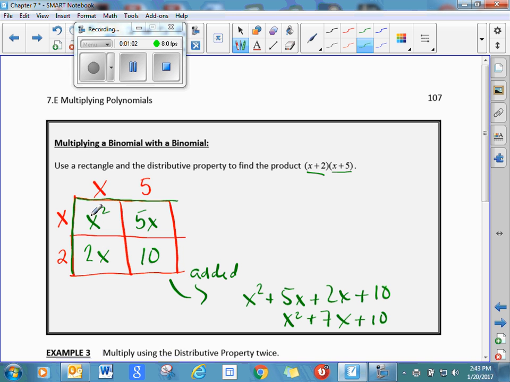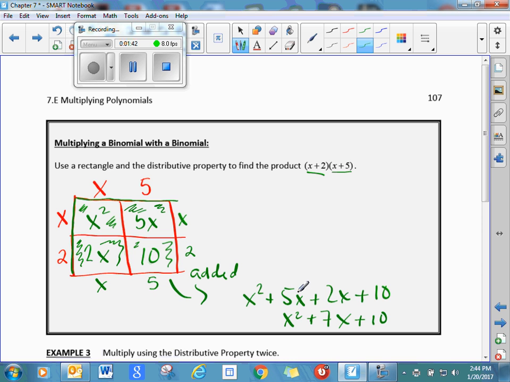So x times x gives you the area of this one right here, which is x squared. X times 2 gives you an area of this little section of 2x. 5 times x gives you this one, and 5 times 2 gives you this one. And if we add the area of all 4 of these smaller rectangles up, we get the area of the largest rectangle. So we're adding x squared plus 5x plus 2x plus 10.